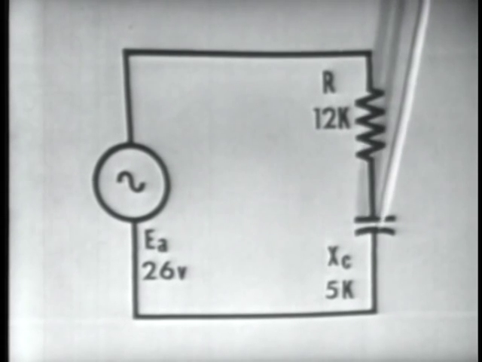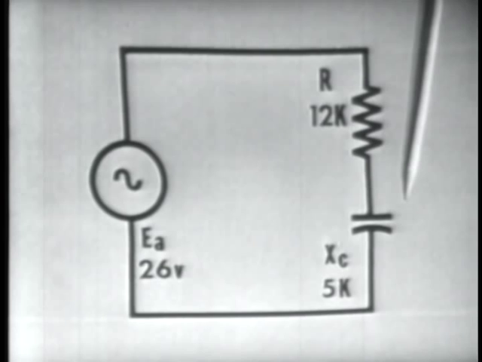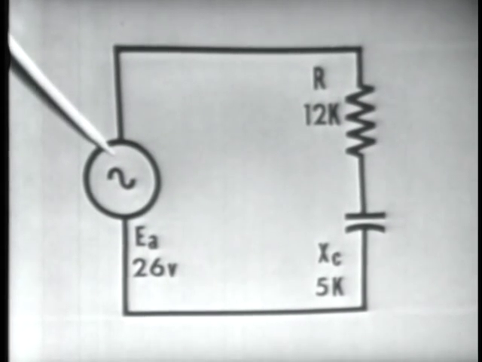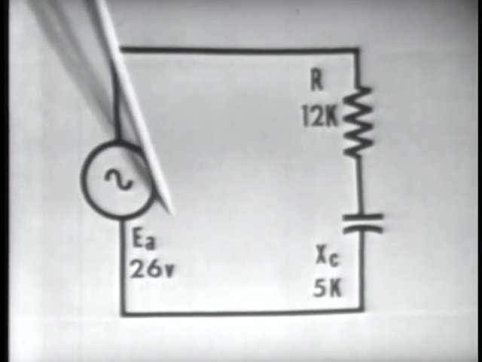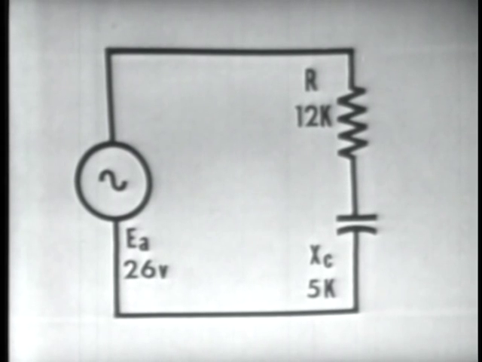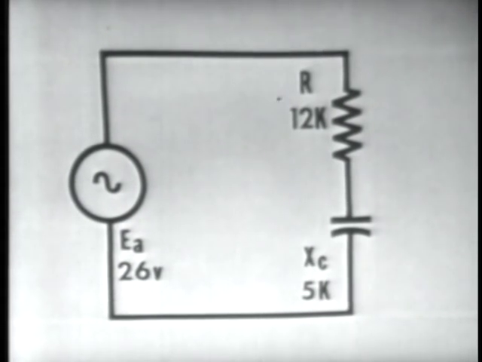It has a capacitor whose capacitive reactance is 5 k ohms. Of course, the reactance of this capacitor is determined by the frequency of our generator. The applied voltage to our circuit, or the output voltage of the generator, is 26 volts. We have a resistor of 12 k ohms.